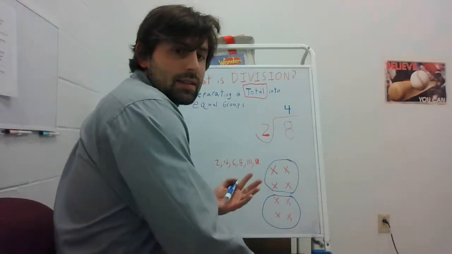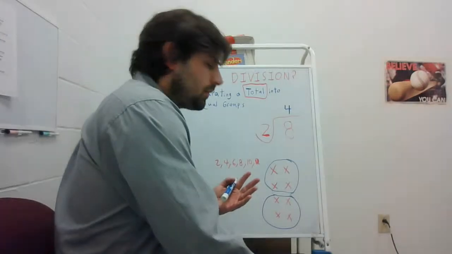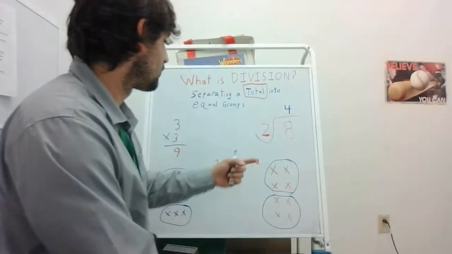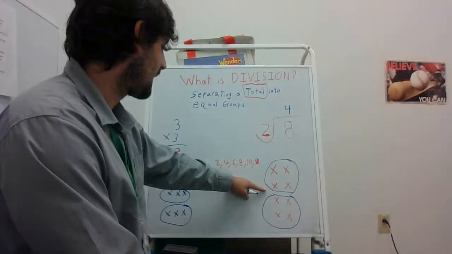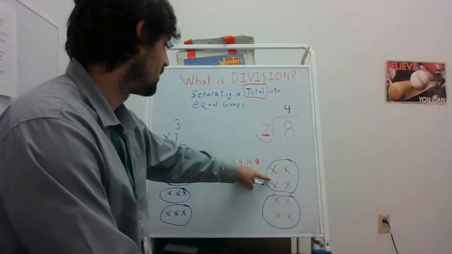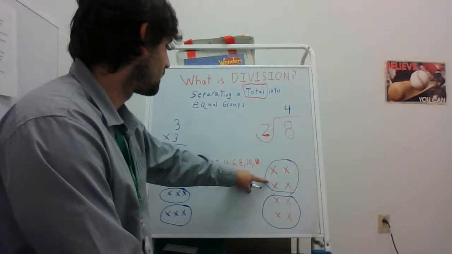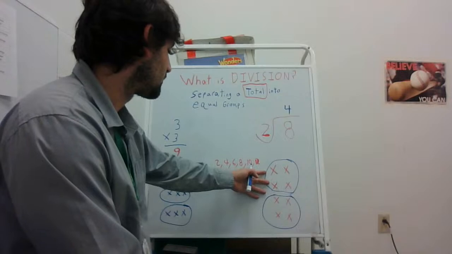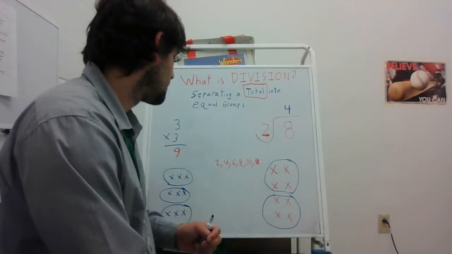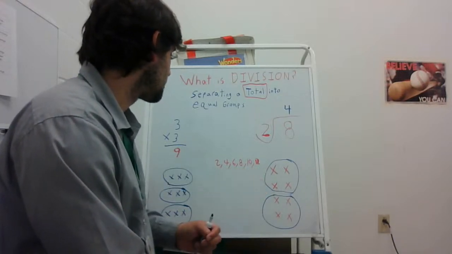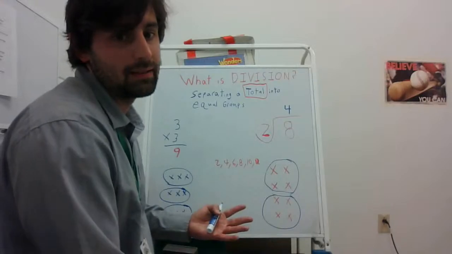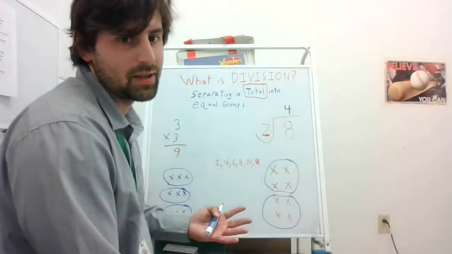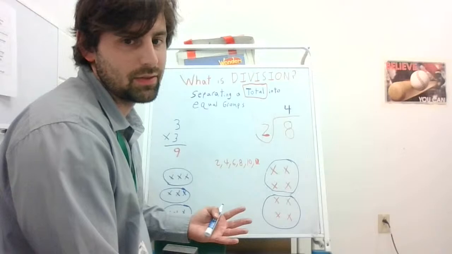So there are 2 ways to solve this problem. You can draw your total, you can draw your 8 x's, and then you can draw circles to find out what the number of circles are. Or you can skip count. Skip counting solves a lot of problems. Skip counting makes multiplication easier and it makes division easier.